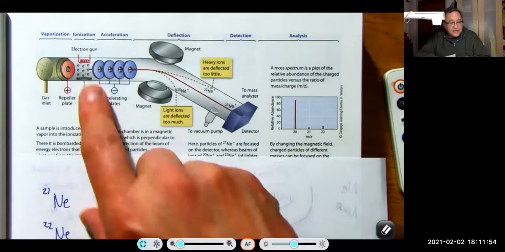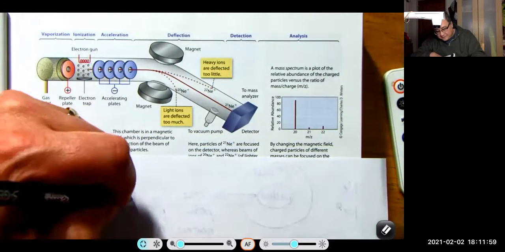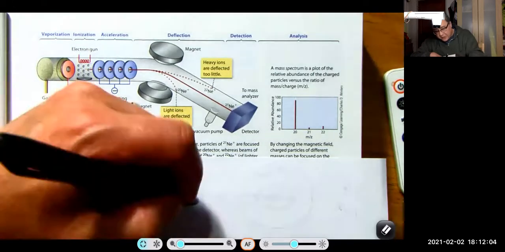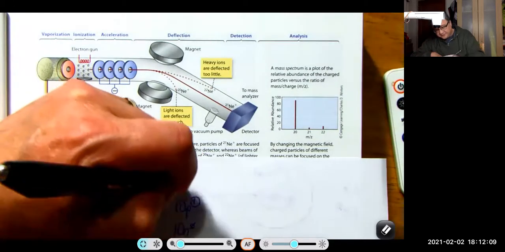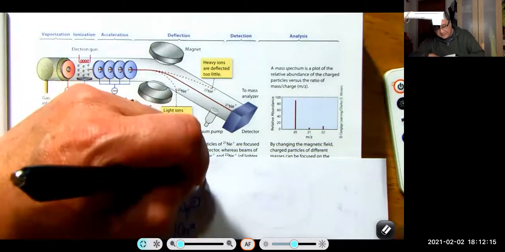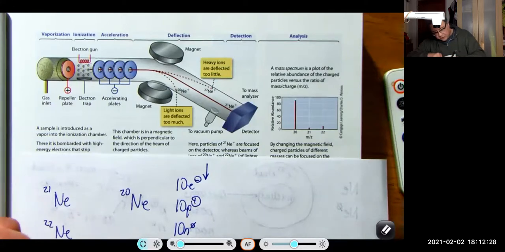Let's look at this ionization area where you've got this electron gun. So I've got this neon atom, and I'll look at 20 here. And remember, it's got 10 protons, 10 neutrons, and 10 electrons. And you've got something called an electron gun, which shoots electrons at this guy. So I'm going to draw this a little bit differently. 10 protons, 10 neutrons, that's your nucleus. Here we've got 9 electrons plus 1 more electron for 10 total.